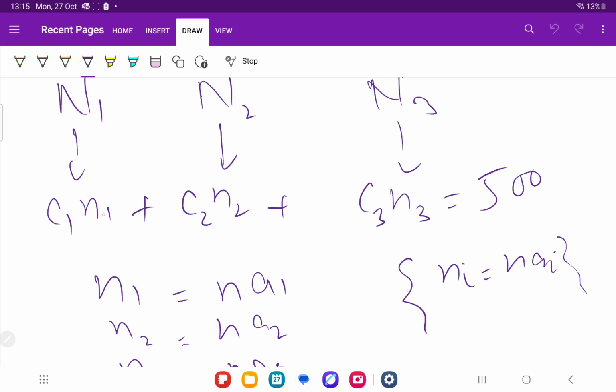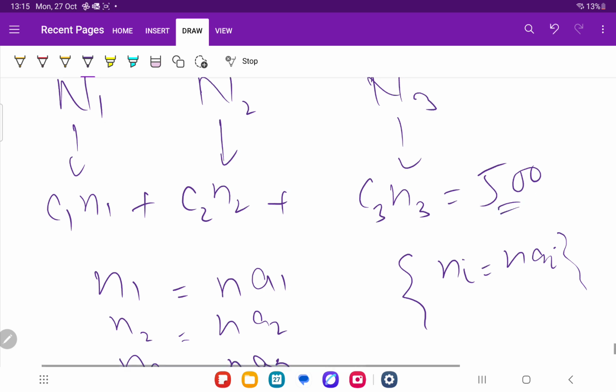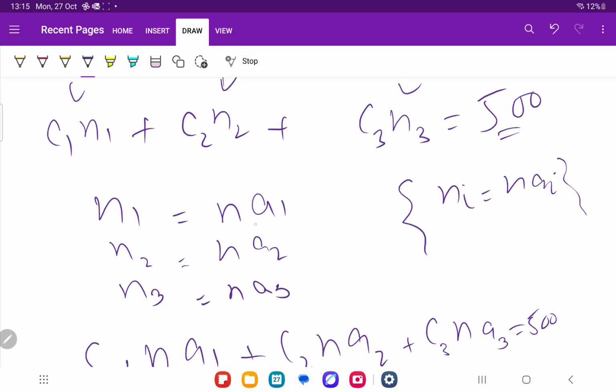N1 is the sample size from strata 1 and C1 is the cost, N2 is the sample size from strata 2, C2 is the cost, N3 is the sample size and C3 is the cost. Altogether we have $500 for this sampling process. Now we know that N1 is equal to NA1, N2 is equal to NA2, N3 is equal to NA3. So we replace N1, N2 and N3 with NA1, NA2 and NA3.